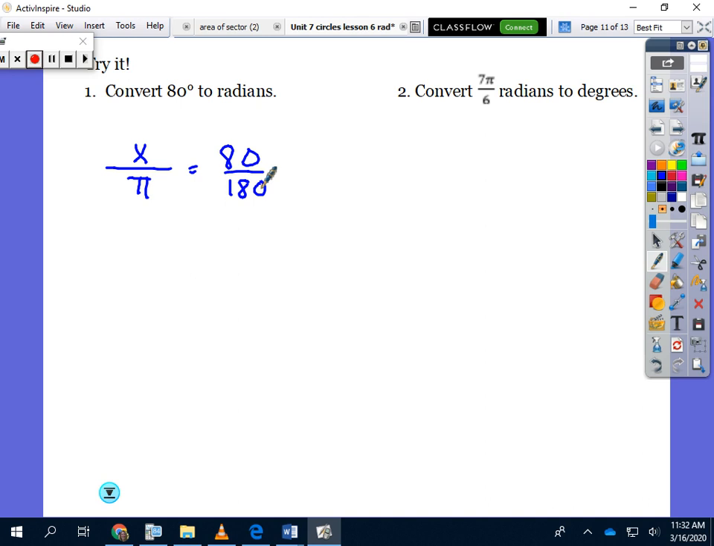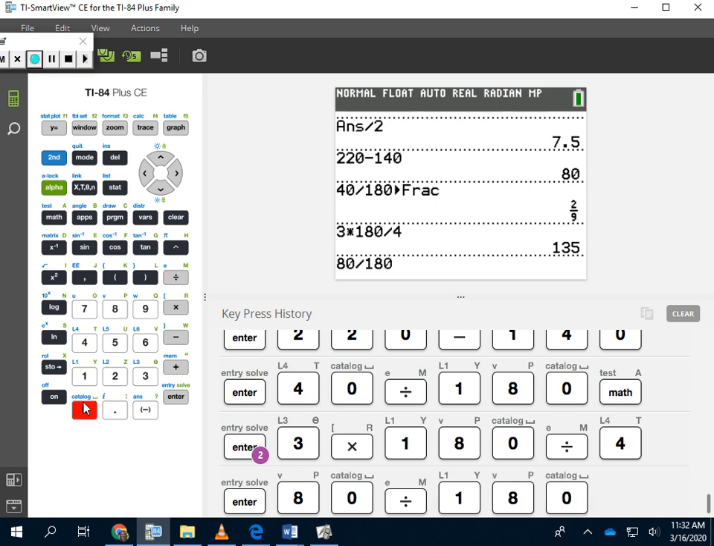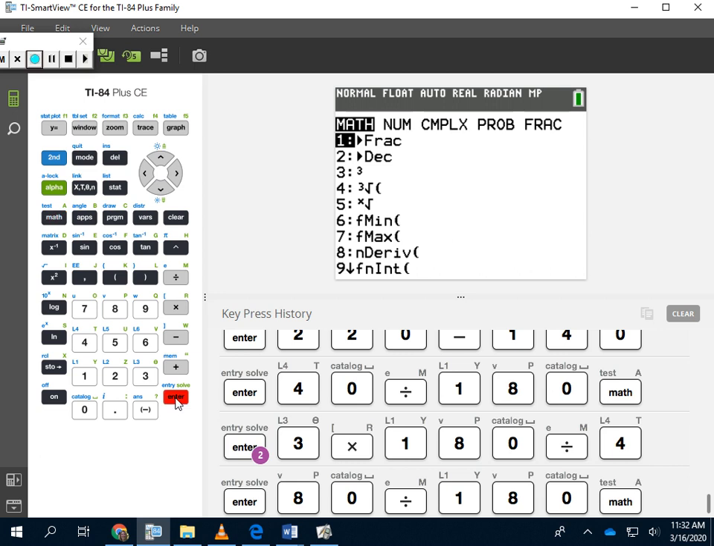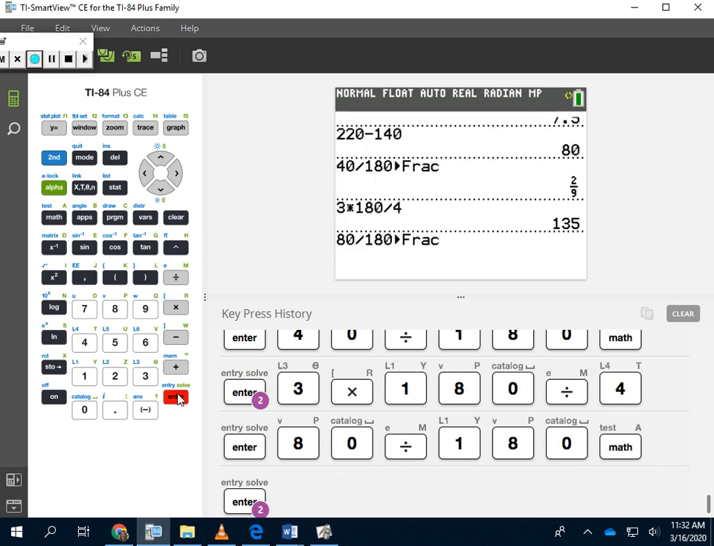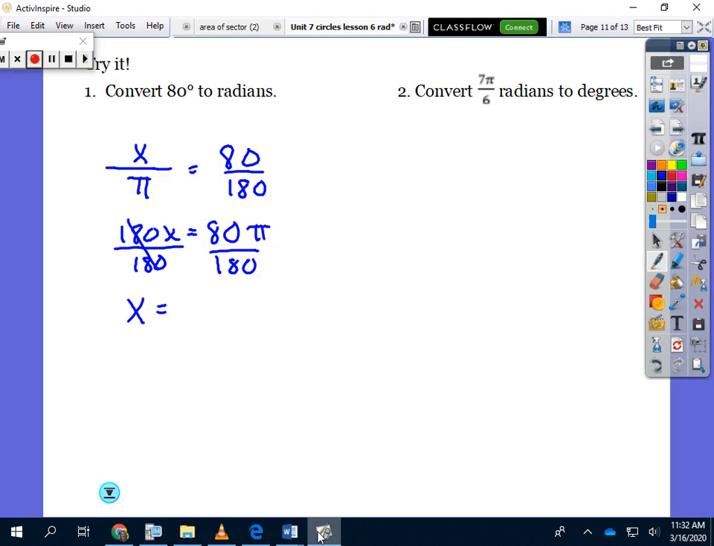Okay, so I had 180x equals 80 pi, and I'm going to divide by 180. So now I've got x equals this thing, but I want to reduce that. So 80 divided by 180. Don't press enter. Math, number 1, and then enter. So it'd be 4/9. So I'll just put the pi back on top, so it'll be 4 pi over 9.